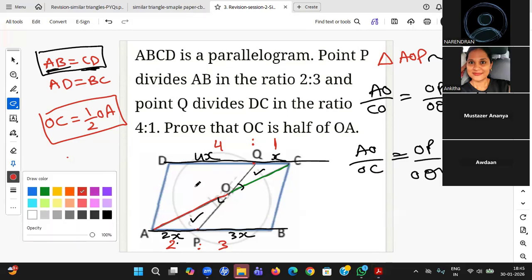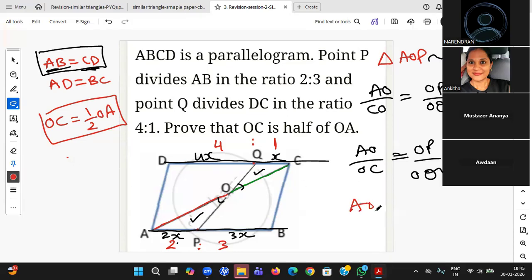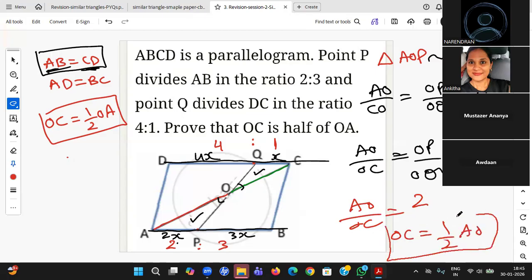So I'm able to see. I want AO by OC. I'll take AO by OC. And this fellow gets cancelled too. I want OC, I'll transfer OC there. And 2 will be coming here. AO. That is what I need.